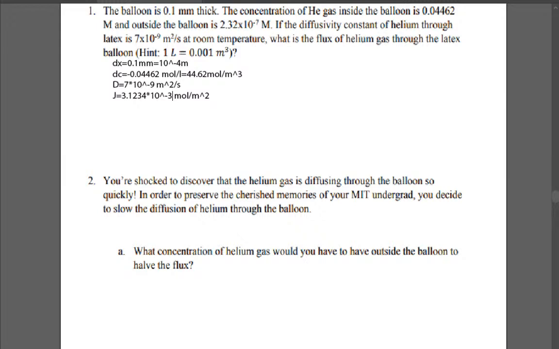So this basically asks about how... my first intuition is to just write J equals negative D dC over dx, and so we have J1 and J2. The D is a constant, the dx would be constant, but the dC would be something that would be changing.